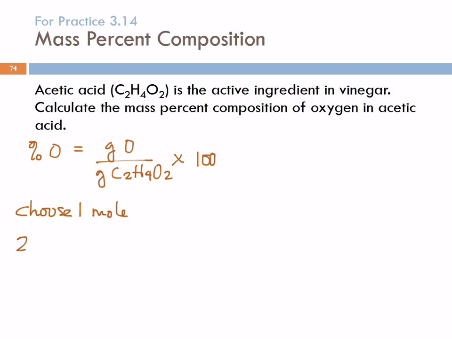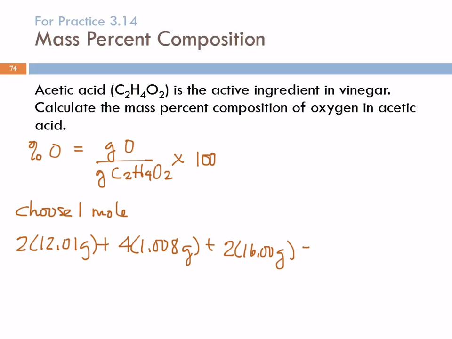So we've got 2 times the mass of carbon plus 4 times the mass of hydrogen and 2 times the mass of oxygen. Two times 12.01 plus 4 times 1.008 plus 2 times 16. That's 60.052 grams. And I'll have 2 decimal places.